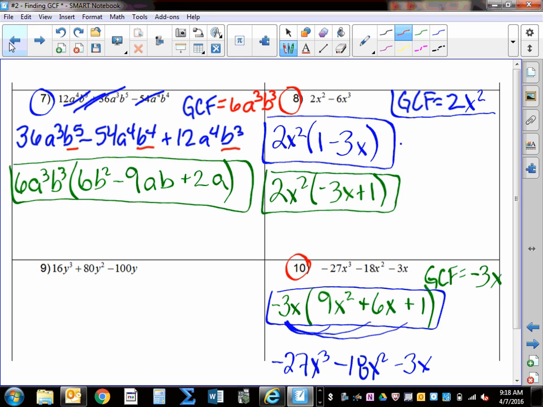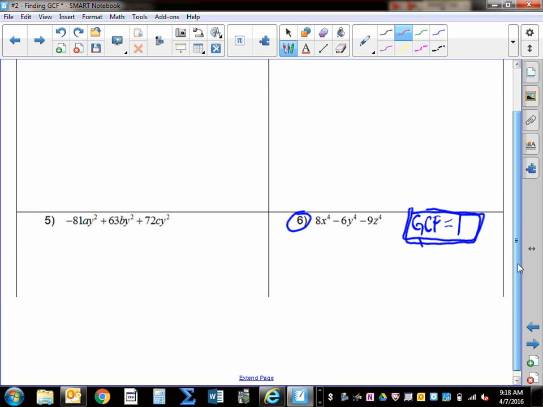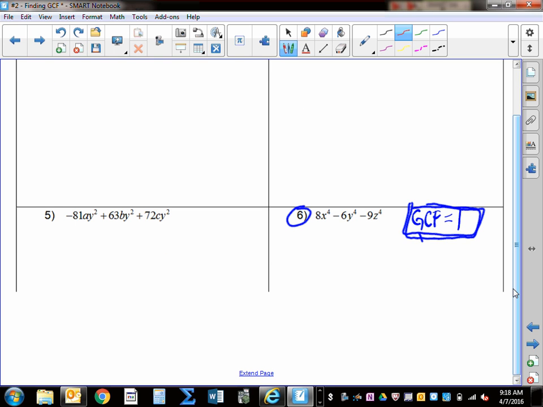What was the other one you guys requested? Nothing? 5? Yes. Alright. Is this in standard exponent form? Yeah. The highest exponent is 2. They all have it, so we go alphabetical a, b, c. So is there a negative to take out? Yep.